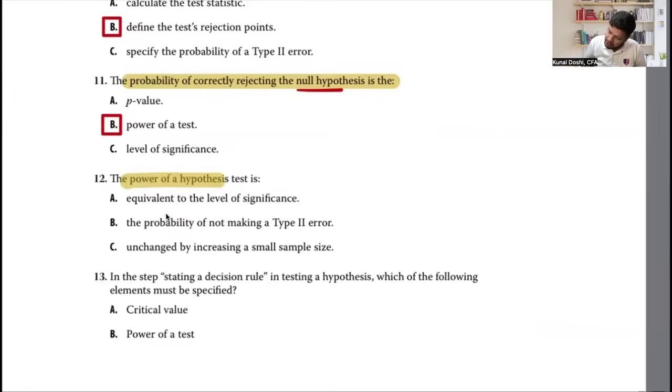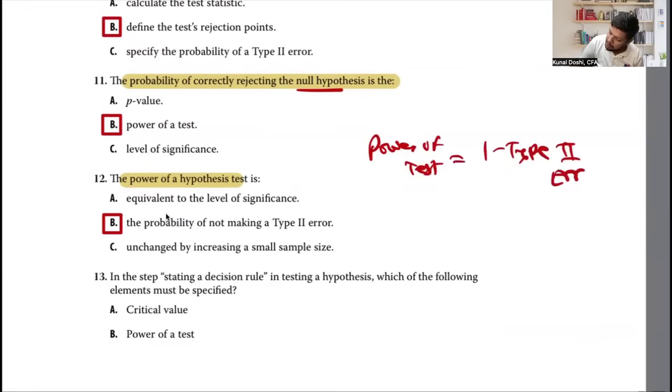Same thing, the power of a hypothesis test. It's the probability of not making a type 2 error. As I said, the power of the test is also called 1 minus type 2 error. Type 2 error is failure to reject a false null. So correctly rejecting the false null is 1 minus type 2 error, or the power of the test. Got it, everyone?